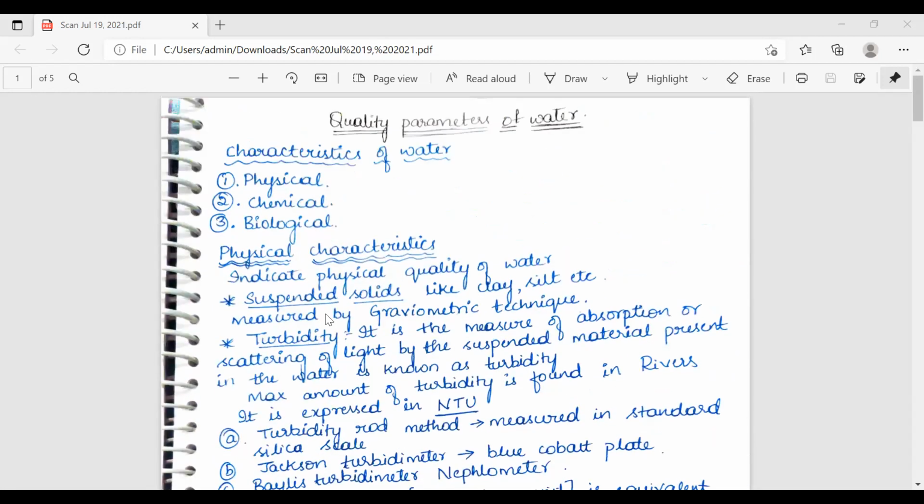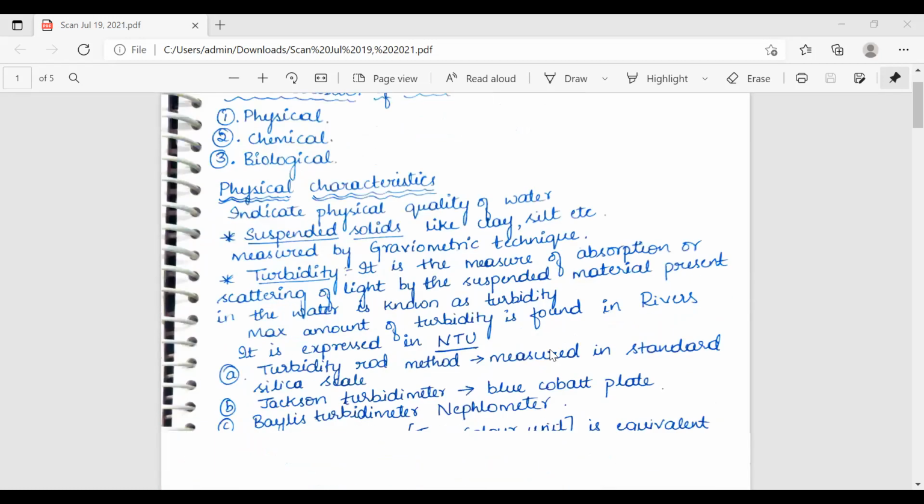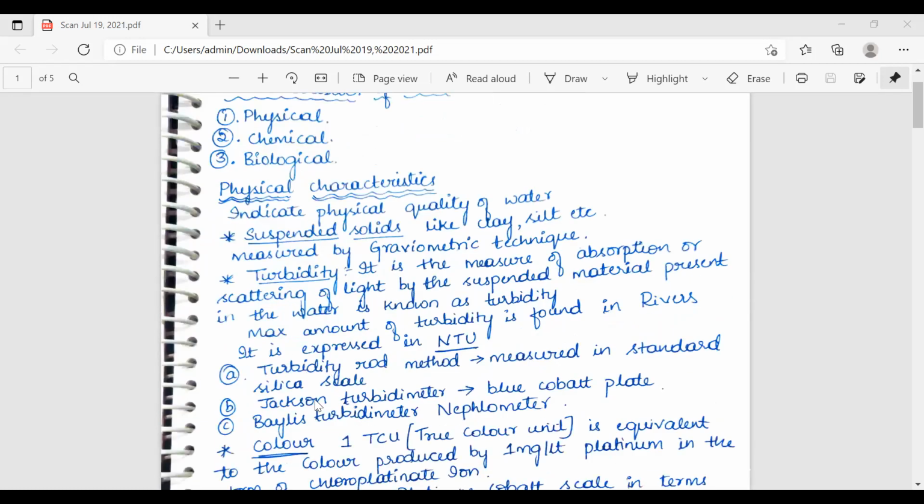The next characteristic is turbidity. Turbidity is a measure of absorption or scattering of light by the suspended material present in the water. The maximum amount of turbidity is found in rivers. There are various techniques: turbidity rod method, Jackson turbidimeter, Baylis turbidimeter, and nephelometer. The turbidity rod method is one of the field methods. The remaining ones are lab tests.